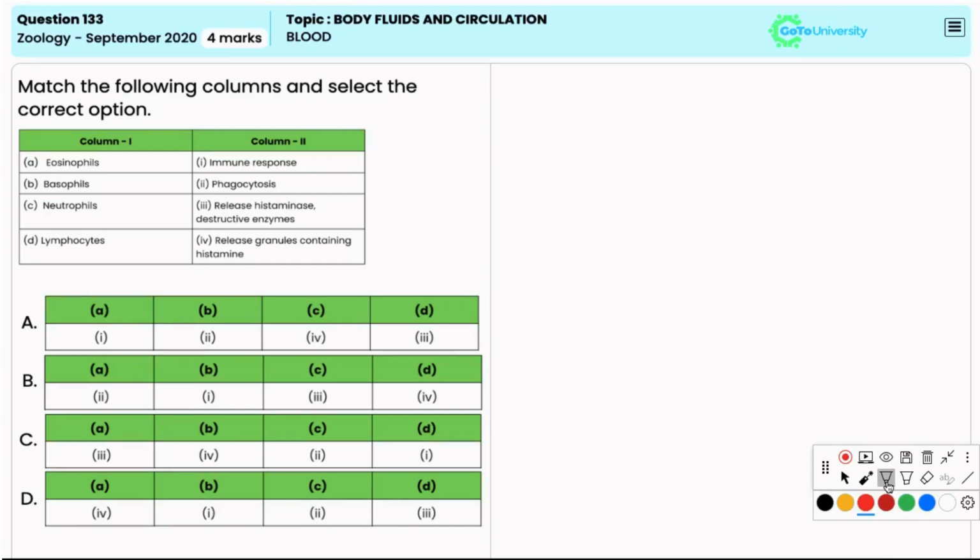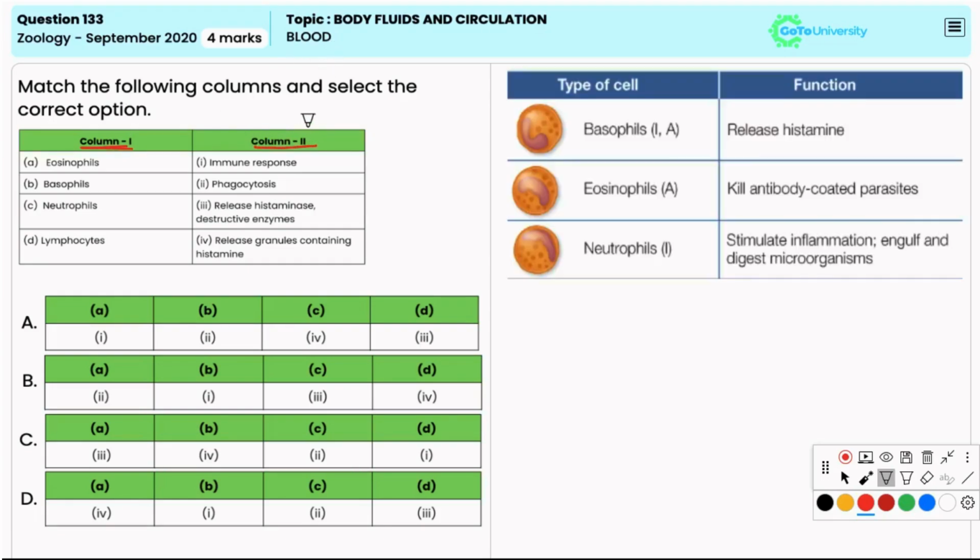In this question, you have to match the components given under column 1 with that of column 2. Now, eosinophils are a type of white blood cells involved in allergic responses and the immune system's response to parasites. So, they release histamines, an enzyme that helps to regulate the histamine levels and reduces the allergic reactions. Thus, A matches with 3.